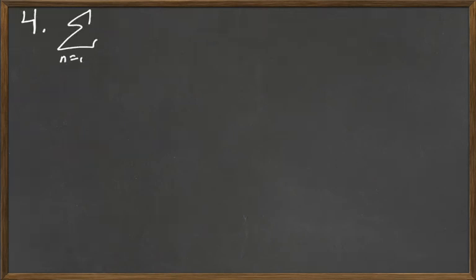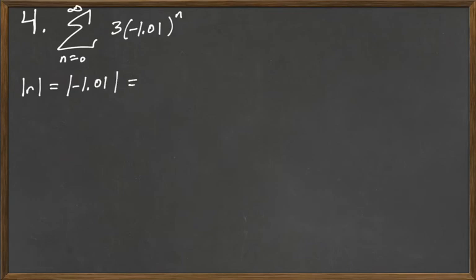So example number 4, we're going to look at the sum n equals 0 to infinity of 3 times negative 1.01 to the nth power. Our common ratio in absolute value is going to be 1.01, and that is greater than 1. And so this is a divergent series. And that's it, it's a divergent series.